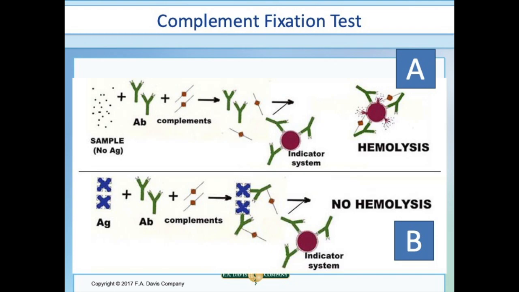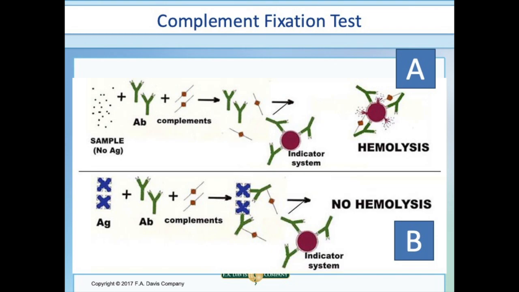Okay, so take note in scenario A. Scenario A, the patient doesn't have any antigen. So even if you'll be adding antibodies, there's no immune complex. So even if you'll be adding complement as part of the reagent, there is no immune complex. So the next time that you'll be adding the indicator system, the complement here will bind at the Fc portion of the antibodies, and this will cause lysis of the RBC. So this is a negative result.